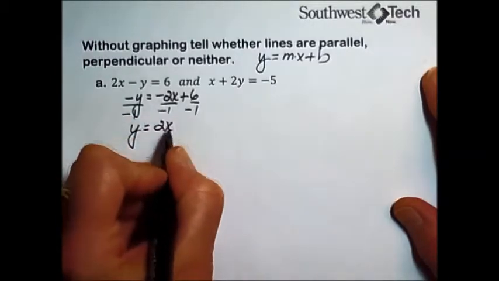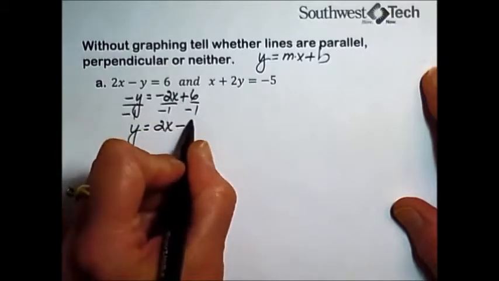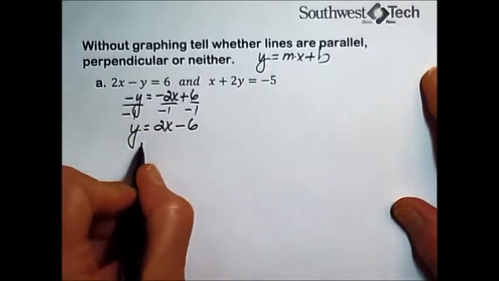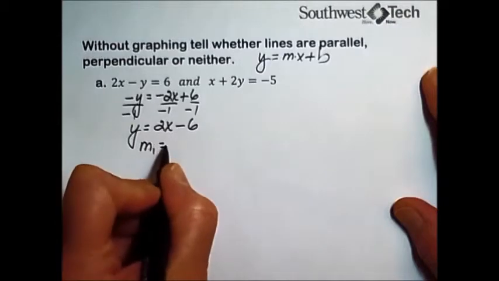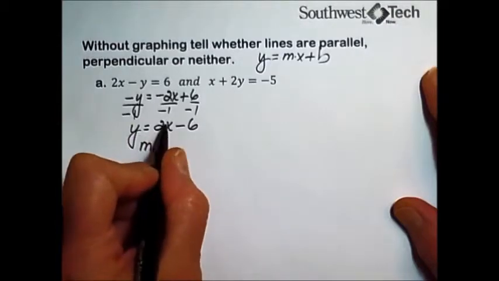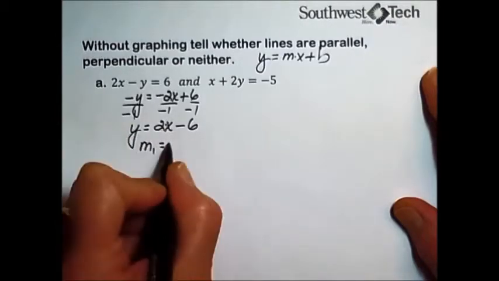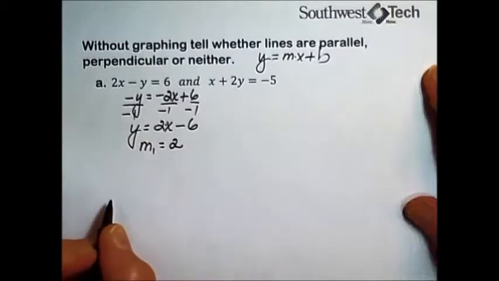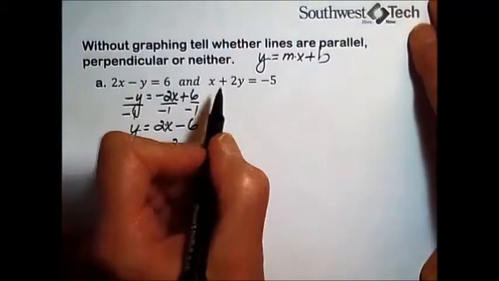A negative divided by a negative is a positive. A positive divided by a negative is a negative. So it appears here, in this first equation that's given, the coefficient of x, because y is by itself, is 2, and we have a slope of 2.